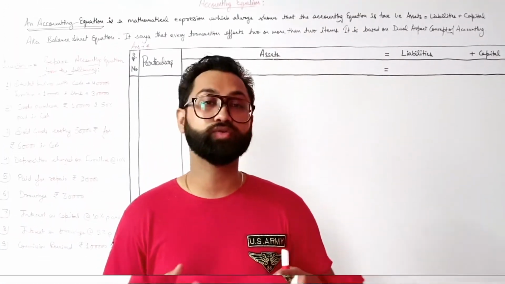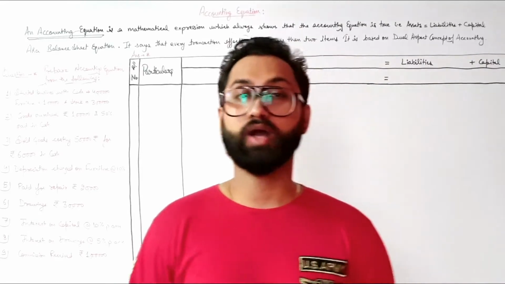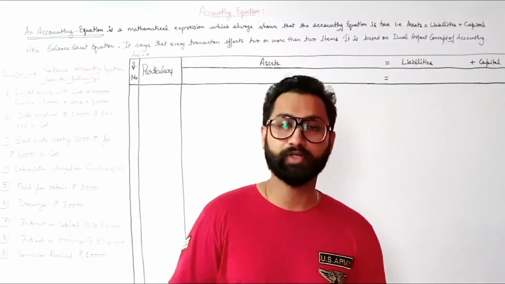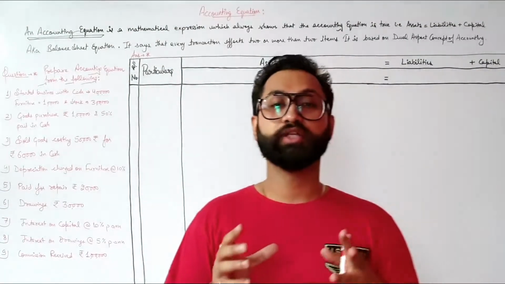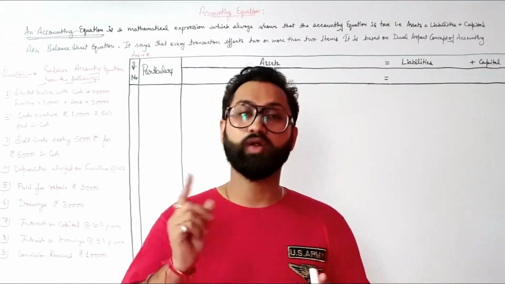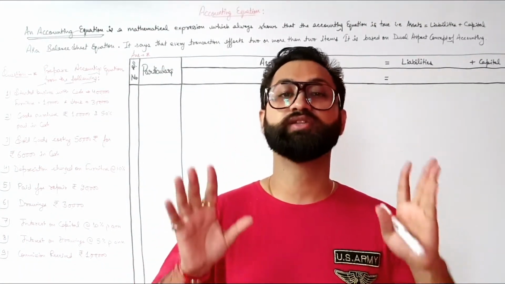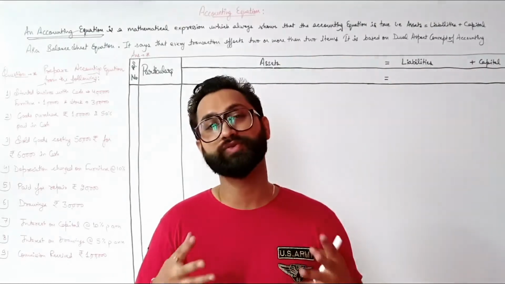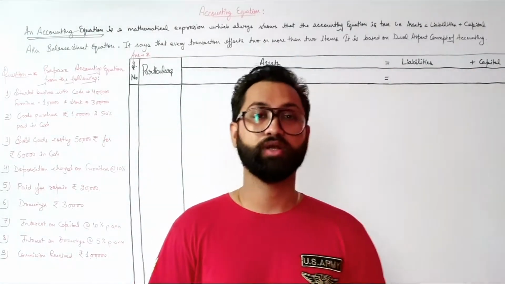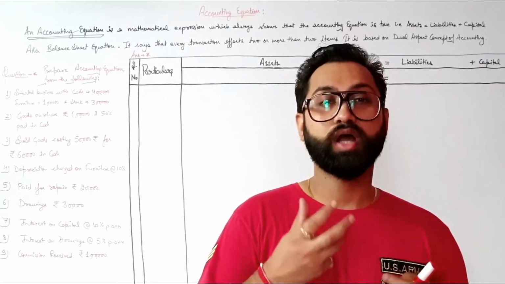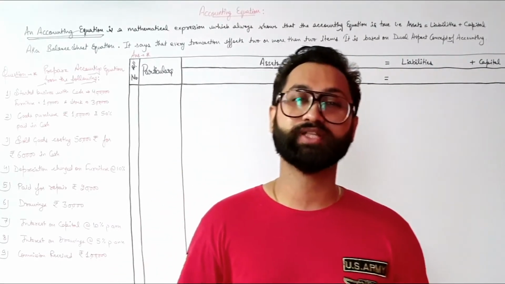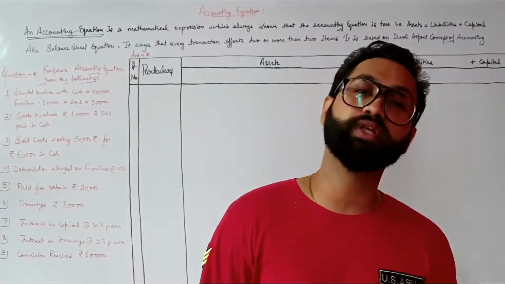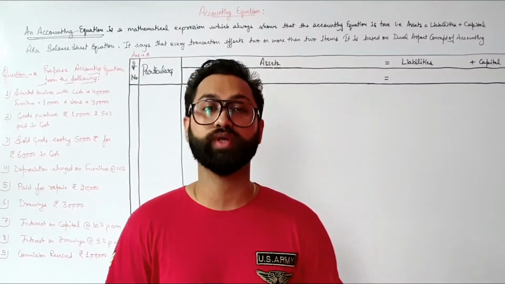Now we are here to start our new chapter, accounting equation. This chapter is a small chapter in which you have to learn very few things. This chapter revolves around only one thing, which says that assets are always equal to liabilities and capital. What is accounting equation? Accounting equation says that assets are always equal to liabilities plus capital. The other name of accounting equation is balance sheet equation.